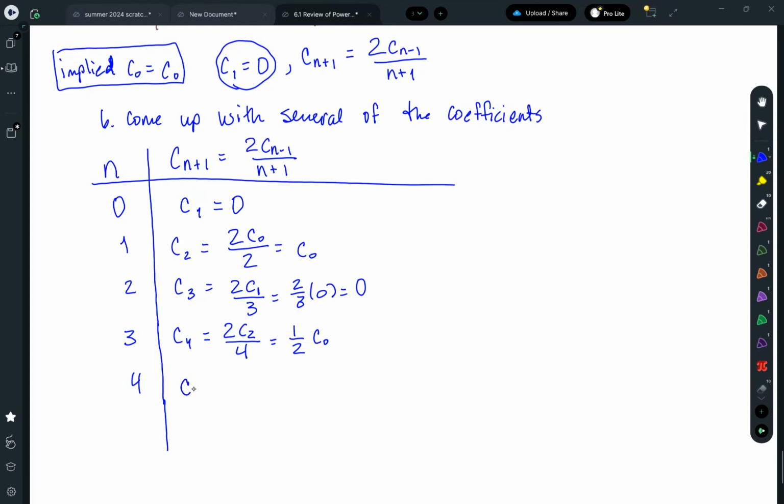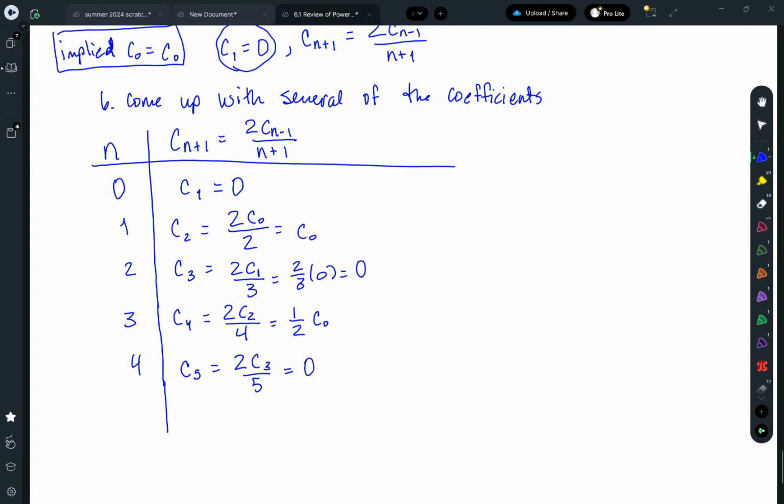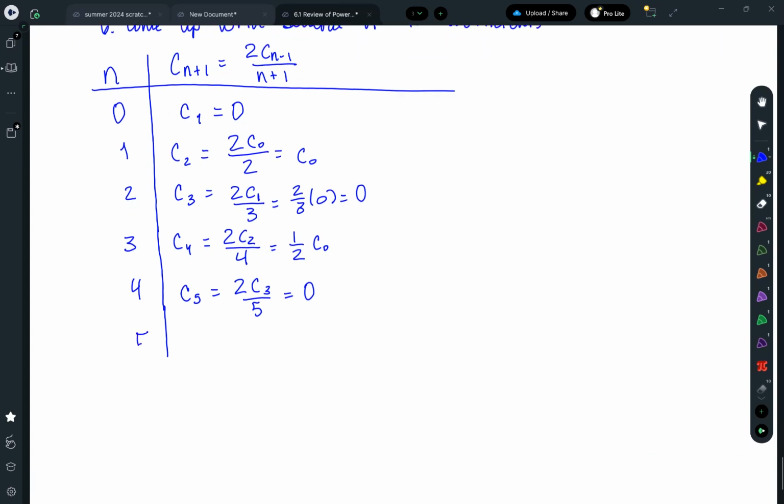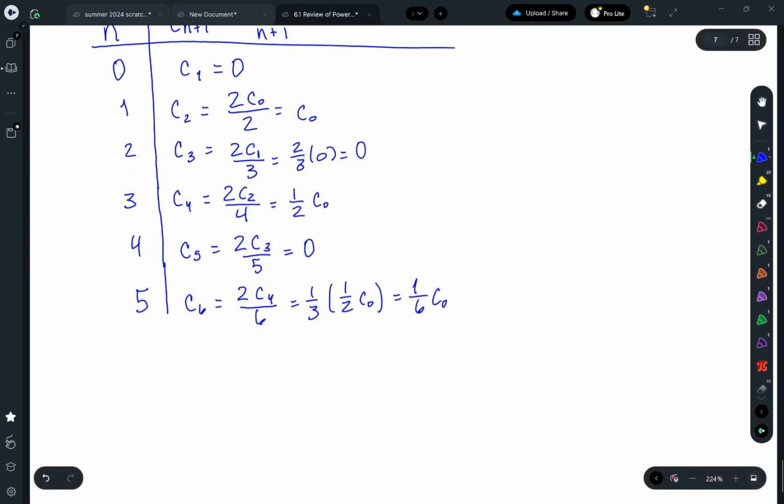When n is 4, I get c5, which is going to be 2c3 over 5. But c3 is 0, so this is 0. I'll get one more. When n is 5, c6 is, plugging in 5, I get 2c4 over 6, which is 1/3 times c4, which is 1/2 c0. So that simplifies to 1/6 c0. Okay, now let's see what we're going to do with this.